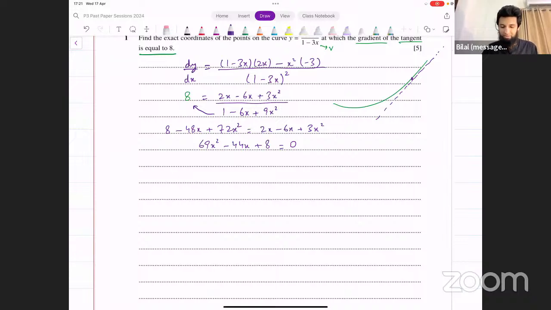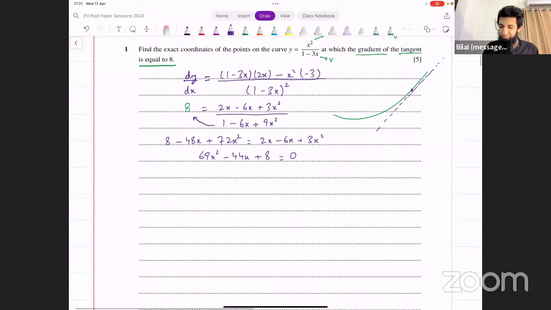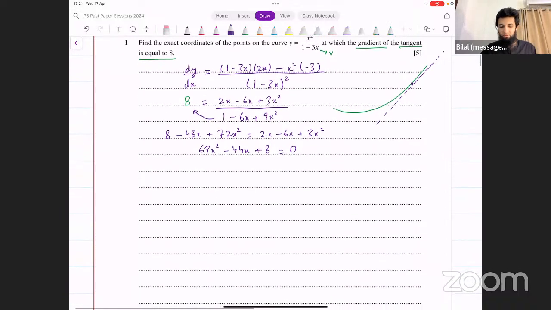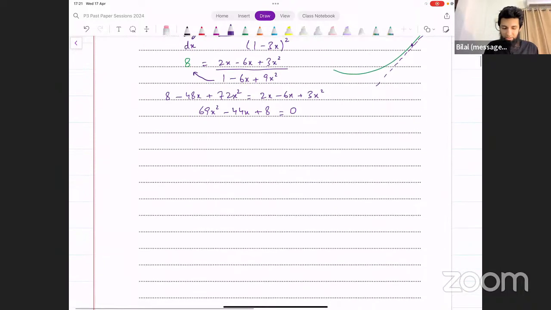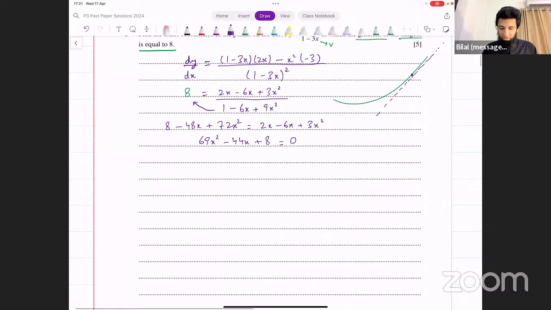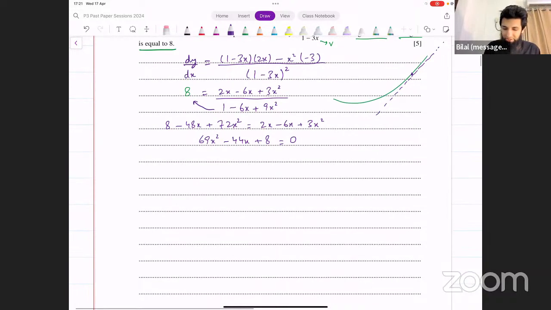Okay, I think there is one already, but let me just check. So we have 1 minus 3x whole squared, 1 minus 6x plus, that's all right. I think the derivative looks okay. 1 minus 3x into 2x minus x squared into minus 3 divided by this. Okay, derivative looks okay. Multiplication, 1 minus 6x plus 9x squared, 8 minus 48x plus 72x squared. That's giving us this 2x minus 6x in the numerator. We have 2x minus, yeah, so this looked weird.